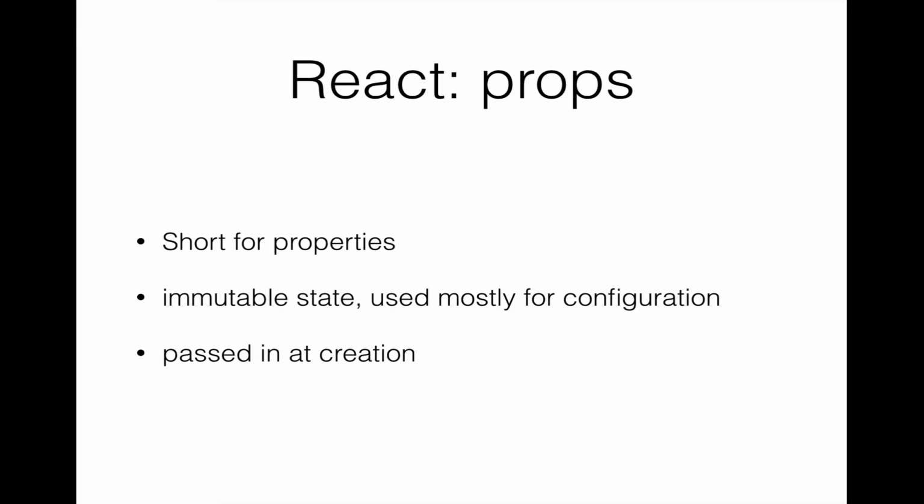The first are props, short for properties, which you can think of as immutable state for a React component that's passed in at creation time and acts as configuration. Since your component can't change them, think of this as passing in state that the component will always hold to and will not be able to change.